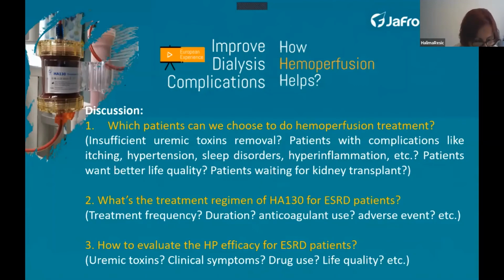Individualized treatment is for refractory hypertension, for example, 1 time weekly, lasting for 8 weeks. Refractory skin itching, 3 times weekly, lasting for 2 weeks, and CKD-MBD, renal anemia, malnutrition is 1 time weekly, lasting for 12 weeks. That is some recommendation.